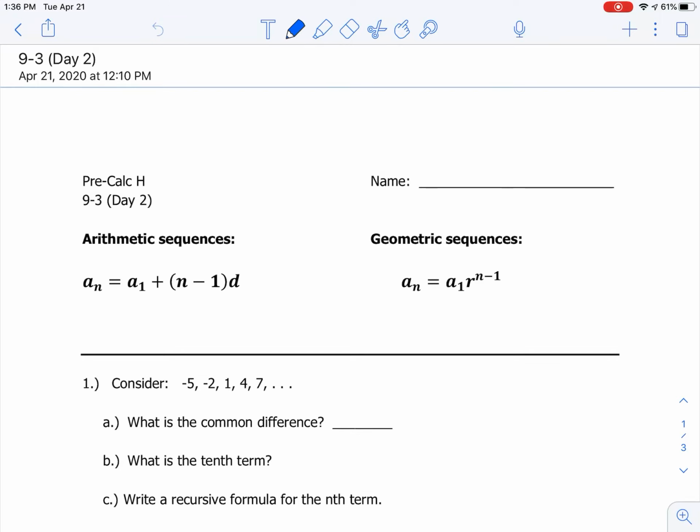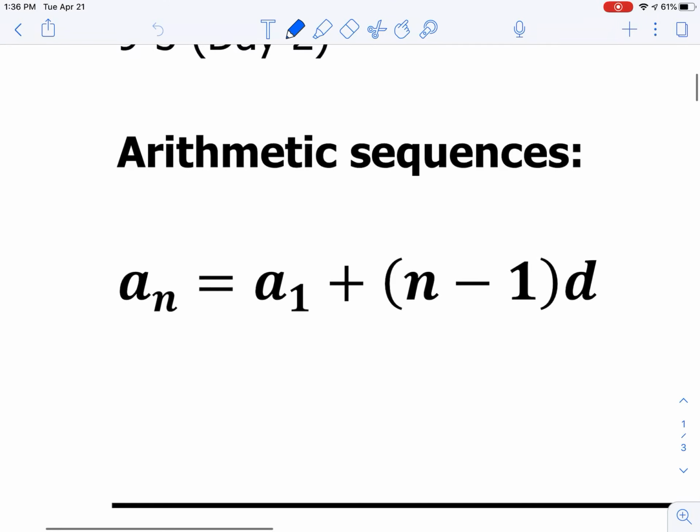Today we're going to look at two different types of specific sequences. The first type is what we call an arithmetic sequence. An arithmetic sequence is when you add or subtract a number each time to get to each term in the sequence. So we call that arithmetic.